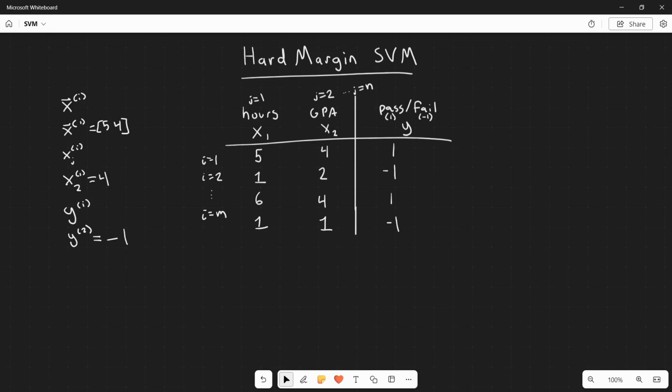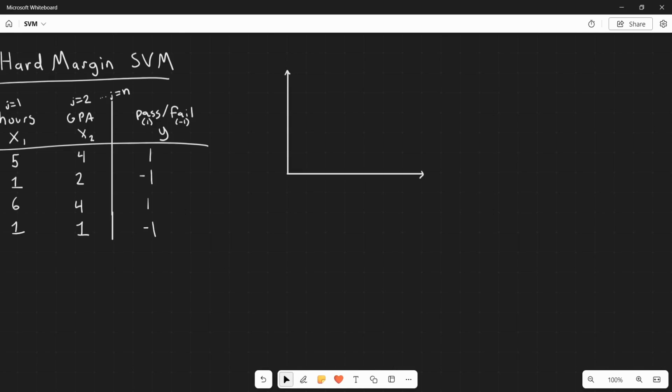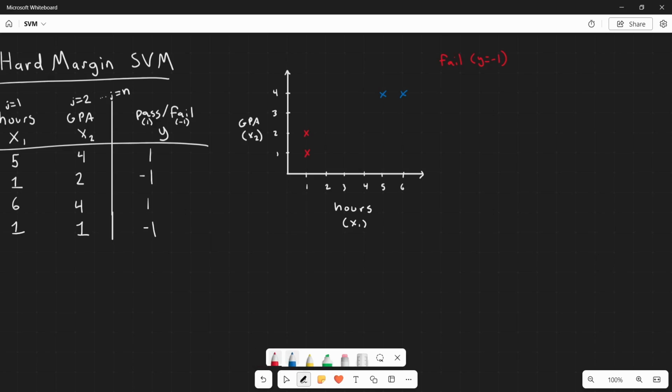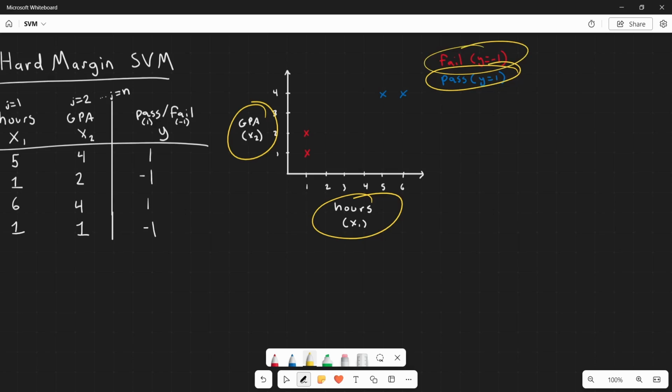Alright, but now that that notation is out of the way, let's go ahead and plot these points right here on a graph. Alright, so here we have the data pulled over. We have hours on the horizontal axis and GPA on the vertical axis. And then passing grades are marked in blue while failing grades are marked in red. So we have the passing up here and the failing down here.